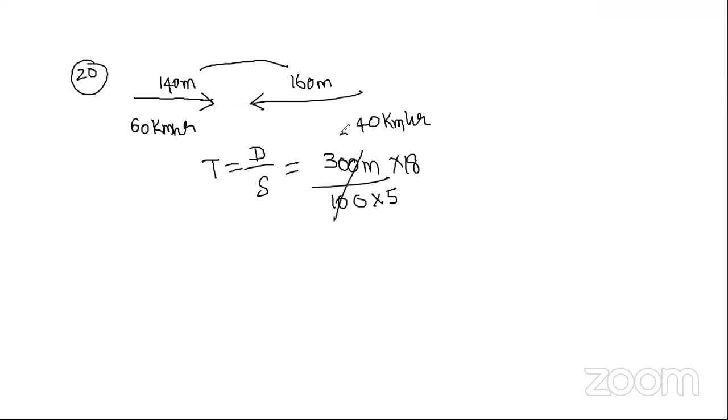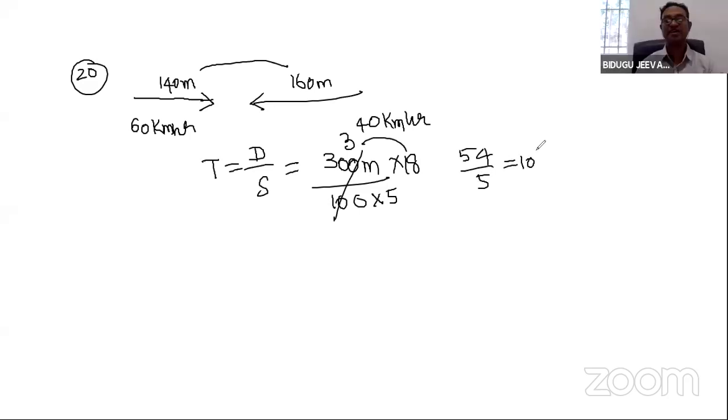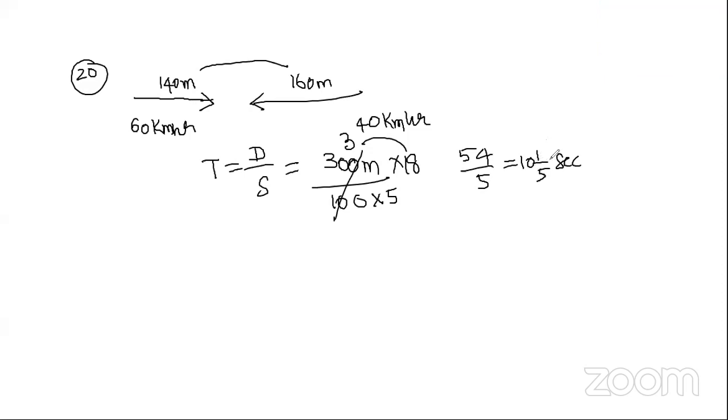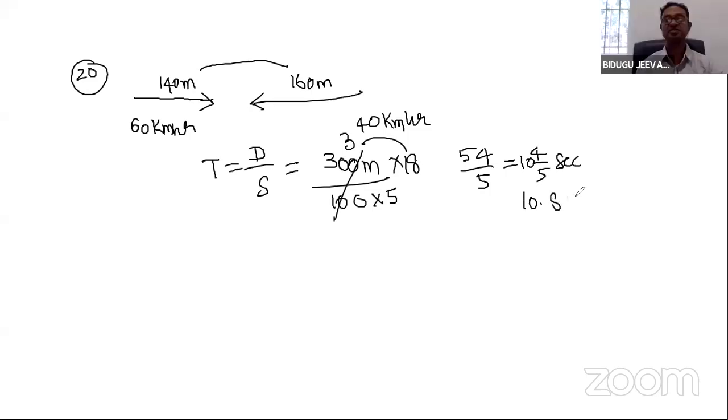Yes sir. 300 into 18 by 500 is 54 by 5, so 10 1 by 5 seconds, that is 10.2. I think it's not given. Sorry, 10 4 by 5, so 10.8, which is given under the fourth choice. I think the question is very clear, right? So please let me go through another one.